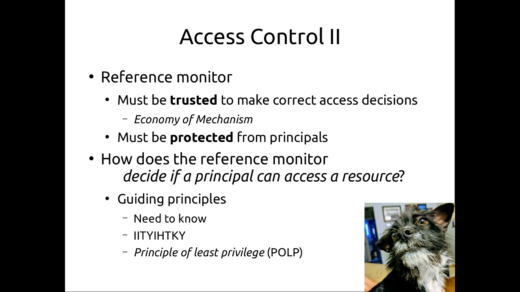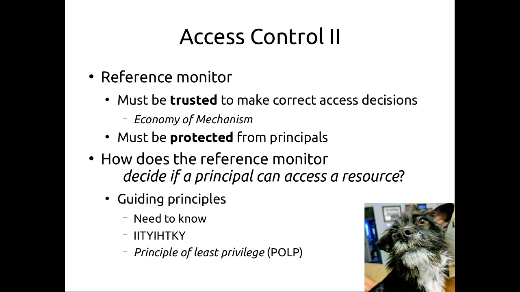So the big question here is, how does the reference monitor decide if a principal can access a resource? So this is what we need to answer. And some of the guiding principles that intuitively we might think about might be things like need to know, and if I told you I'd have to kill you. These are great intuitive ways that we know in movies to decide who has access to what types of resources and what the consequences of that are. But they're an intuition. They aren't that great for designing a system around.